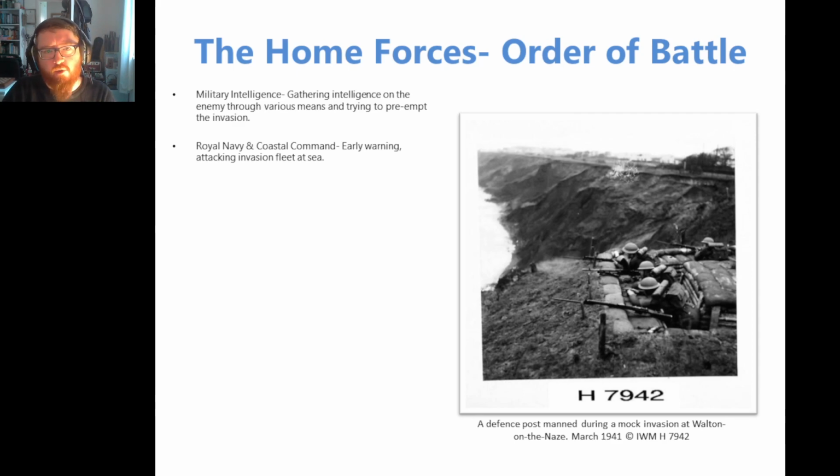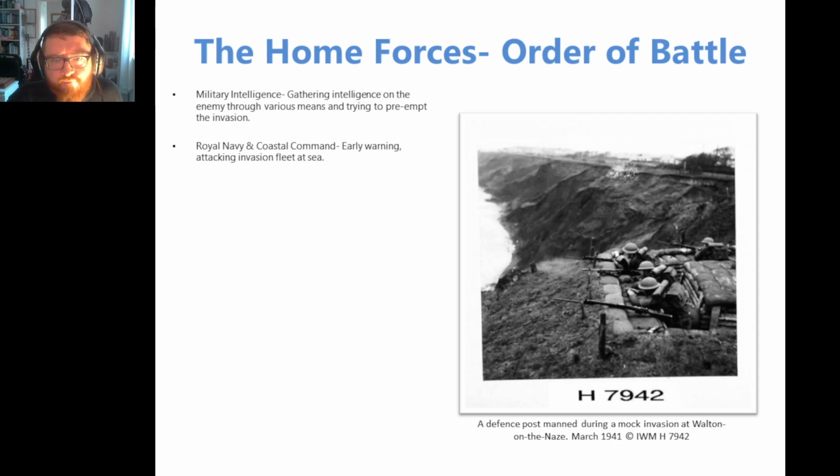And then the secondary role of this was to attack the invasion fleet at sea. So a key thing that we see in the military doctrine documents and the war diaries is that the Home Forces are quite keen on knocking the enemy out in the ships. Because if you knock them out in the ships, you don't have to shoot them when they land on the ground and use up resources and all this stuff. So, yeah, a key part of attacking the invading fleet was to attack them at sea when they were the most vulnerable, especially troops and supporting elements.